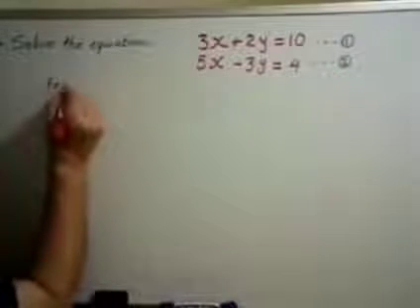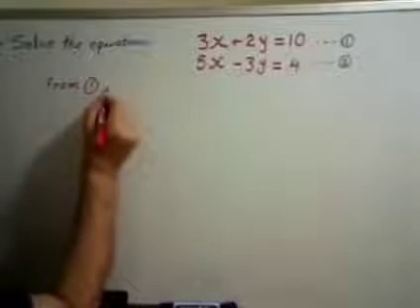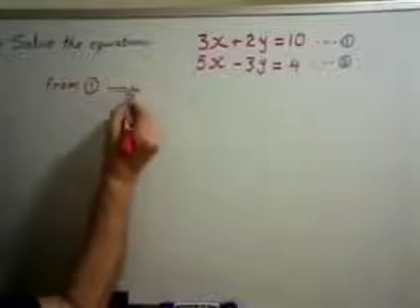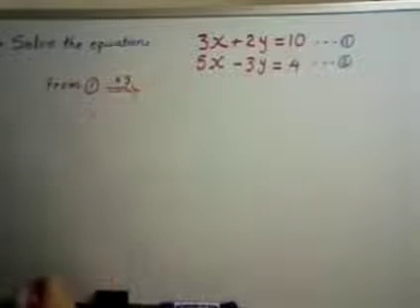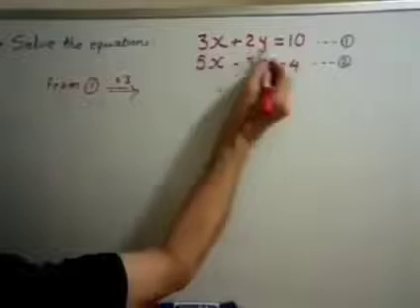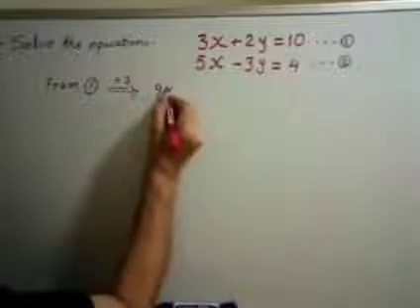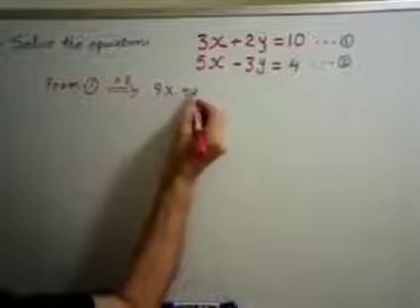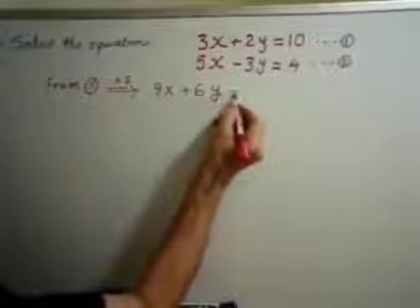Equation 1, we will multiply by 3. So this will give me 9x plus 6y is equal to 30.